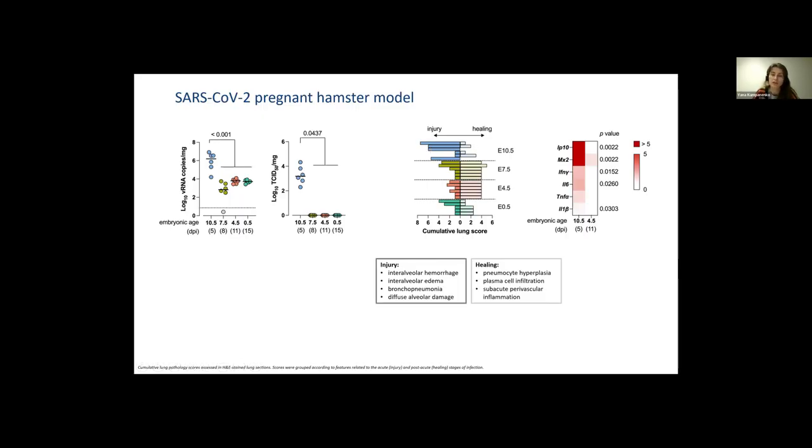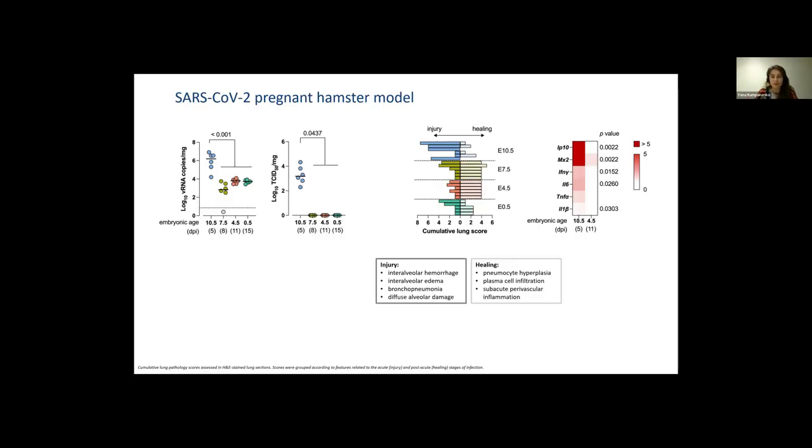But afterwards, they changed to a recovery pattern, and you see more pneumocyte hyperplasia, plasma cell infiltrations, so the lungs start to recover. Of course, they still have lesions, but they do recover. And you can see it as well in the cytokine profile in the lungs. The first part is 5 days after infection, and we see a lot of cytokines, especially IP10, MX2, but 11 days after infection, it calms down.